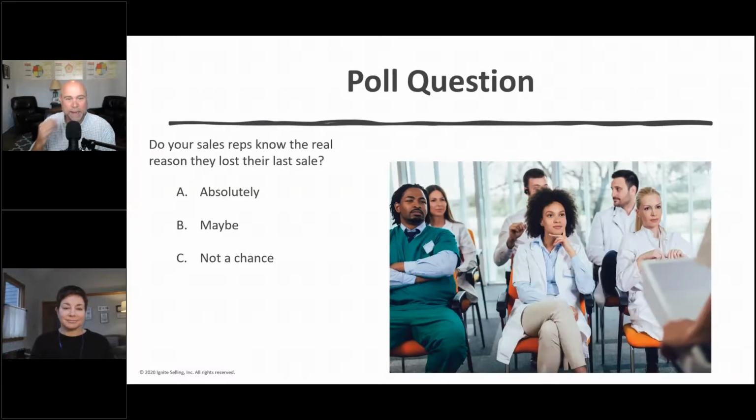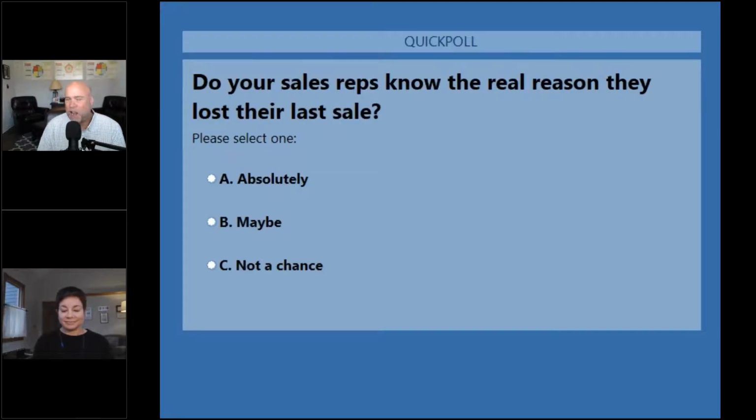Let's move on to our final topic. So here's a poll question for you. Do your sales representatives know the real reason they lost their last sale? So think about that just for a moment. There's a lot of reasons sales representatives will give as to why they lost. I want you to focus your answer on the real reason. Do your sales reps know the real reason they lost their last sale? Absolutely they do, maybe they might, or not a chance. So think about that just for a moment.